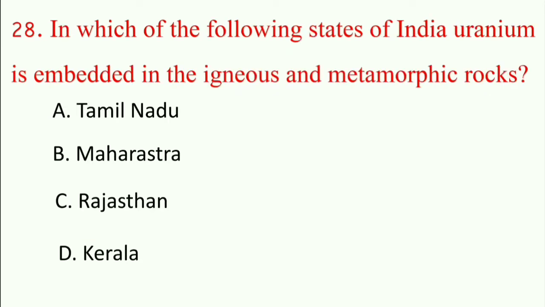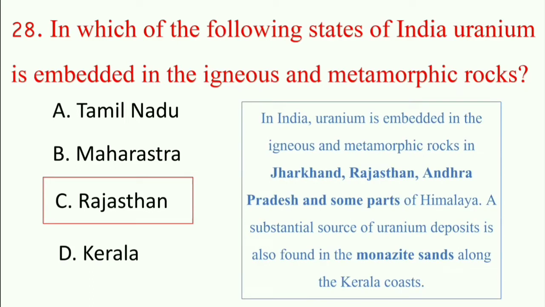Next, in which of the following states of India is uranium embedded in the igneous and metamorphic rocks? Answer C, Rajasthan. In India, uranium is embedded in the igneous and metamorphic rocks in Jharkhand, Rajasthan, Andhra Pradesh and some parts of Himalaya. A substantial source of uranium deposits is also found in the monazite sands along the Kerala coast.